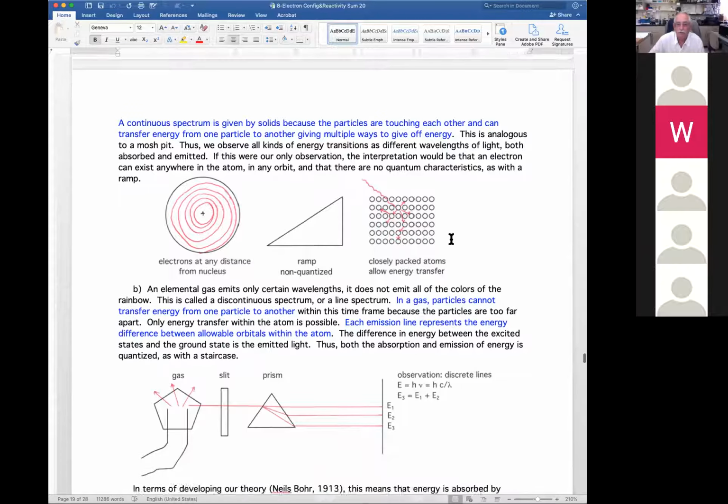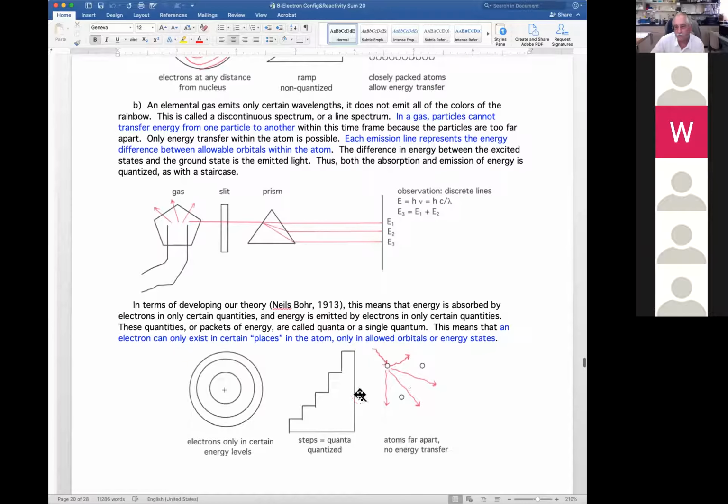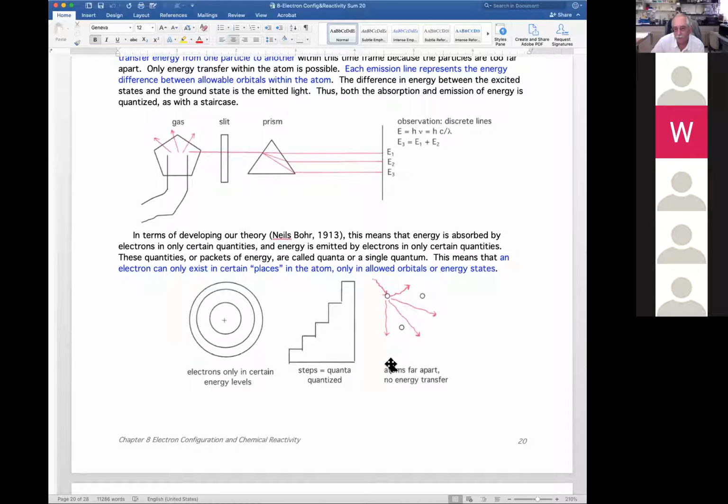But if you do it to a gas where the particles are far apart, they're not bumping into each other. The only way for that electron and this atom to get rid of that energy is internally. So that's what we mean by quantize. That's what we mean by quantum numbers.